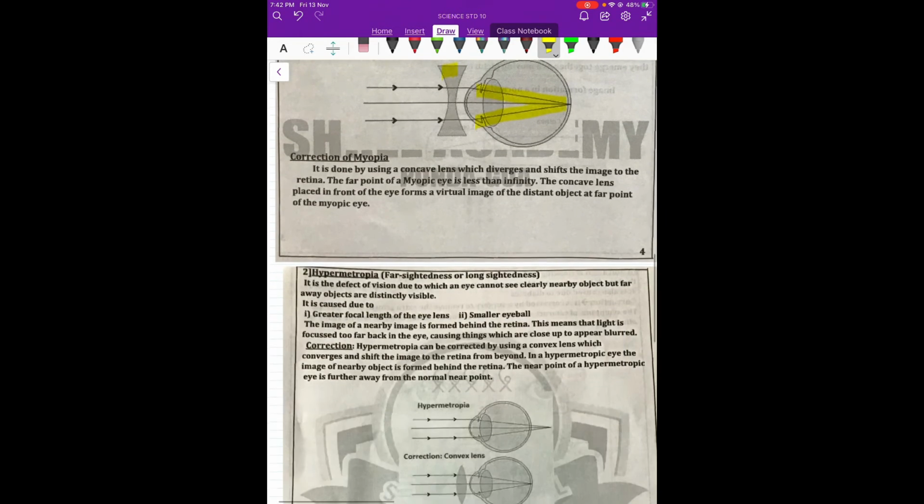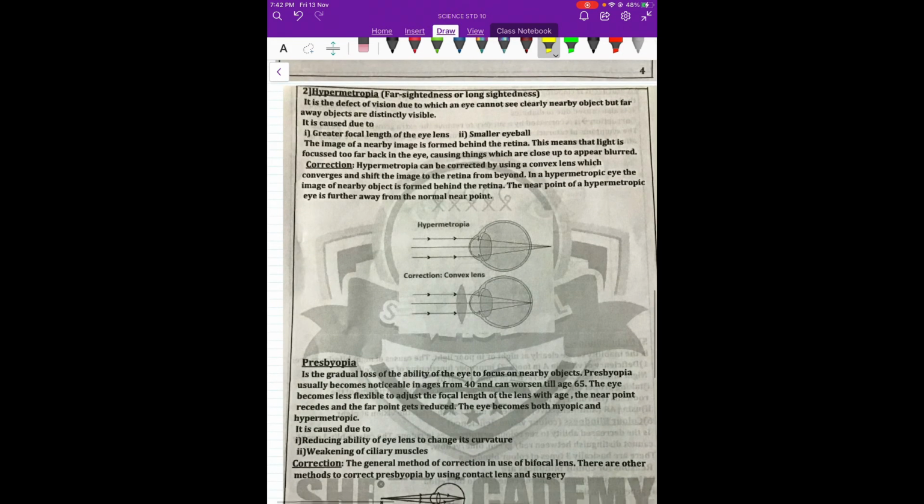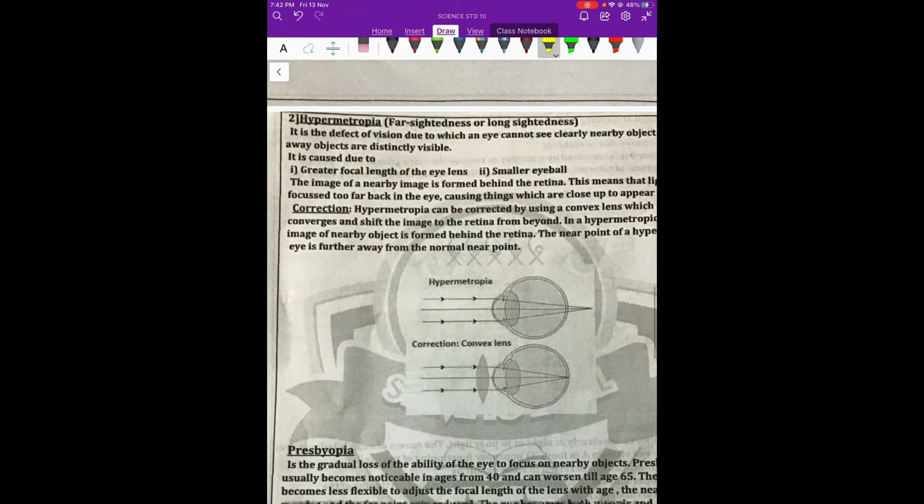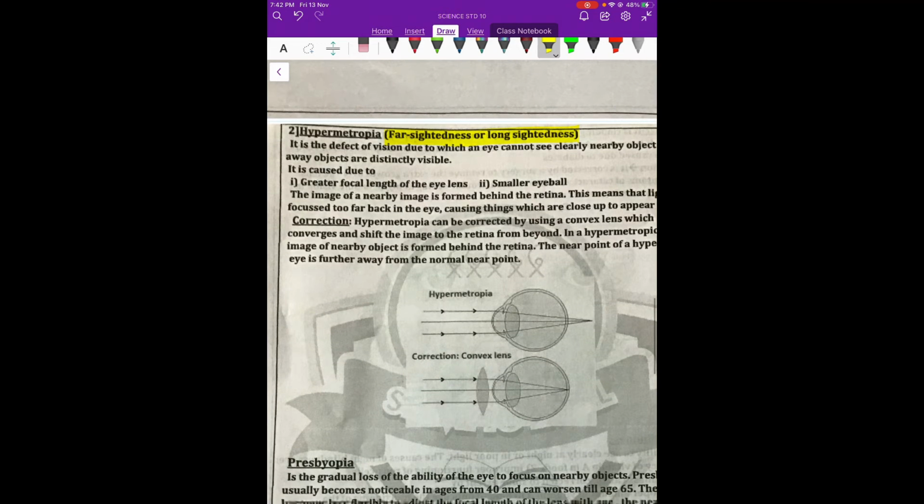We come to the second defect, called hypermetropia. Hypermetropia is far-sightedness or long-sightedness. It means the person who is suffering from hypermetropia can see far-off things distinctly and clearly, but things which are near to him are not visible, they are blurred. He finds it difficult even to read books, which we generally keep at 25 centimeters.